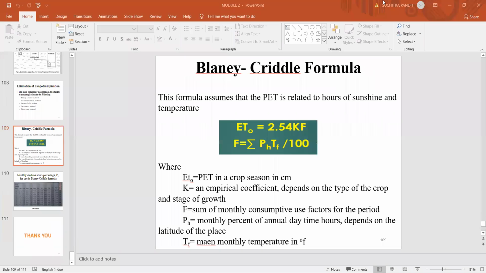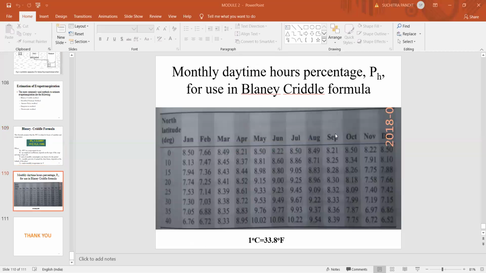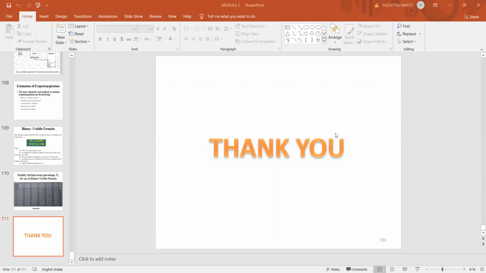And now this is the general blending total equation. It can be either of this form or the one which I have explained. Both are the same. So now this completes module 2.